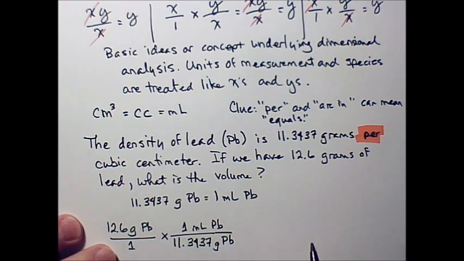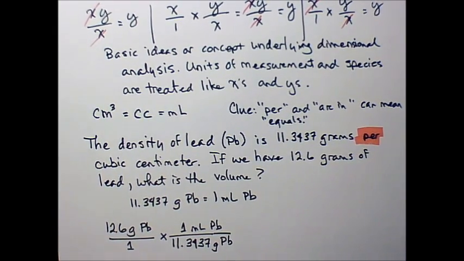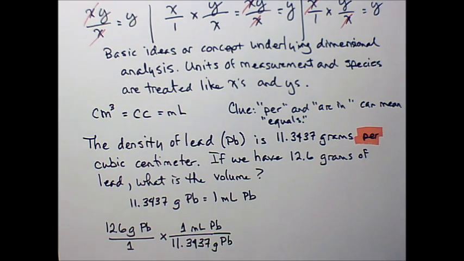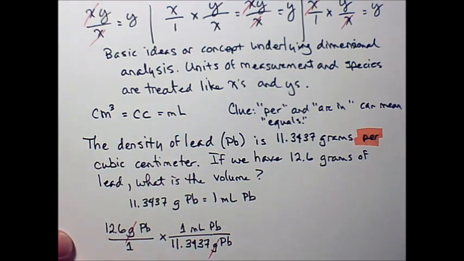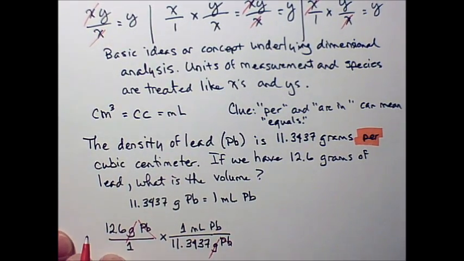Alright? Now, like x's and y's, units and species can cancel. Can you see anything I can cancel? Grams, yeah, like x's and y's. Anything else? PB can cancel. There we go. When I'm done, I will have milliliters of lead, and what am I looking for? Volume of lead, and that measures volume, doesn't it? This is the basic idea behind dimensional analysis. Now we just got to do the math.